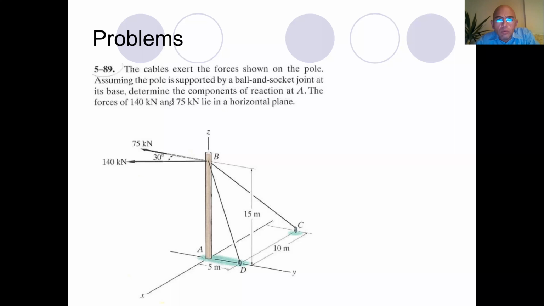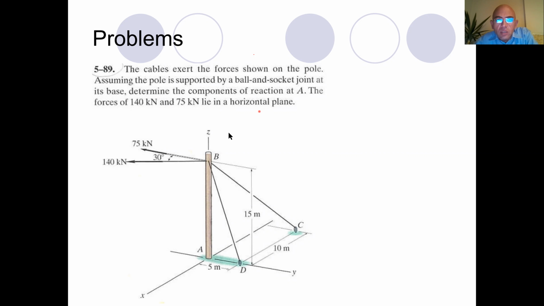Okay, so our problem is 589. The cables exert the forces shown on the pole. Assuming the pole is supported by a ball and socket joint at its base, determine the components of reaction at A. The forces of 140 kilonewtons and 75 kilonewtons lie in a horizontal plane.